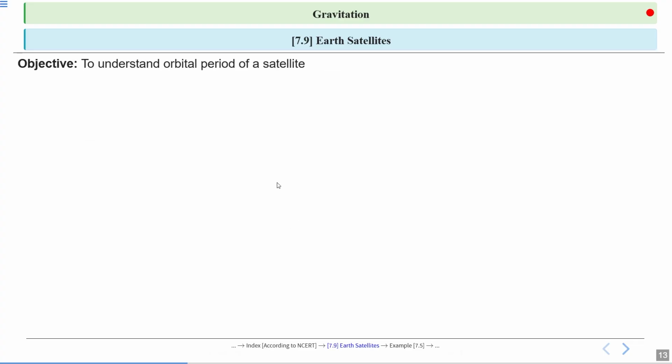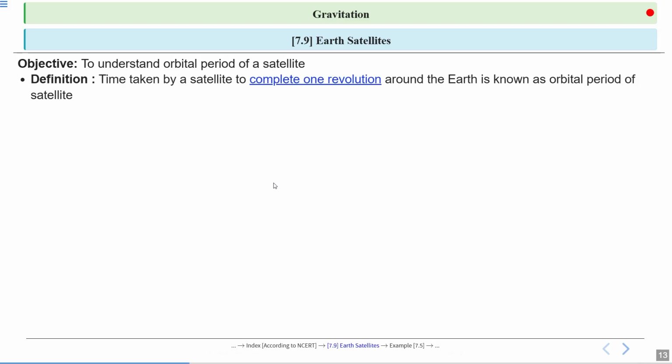Now we are going to explore the concept of the orbital period of a satellite. Our aim is to understand how long it takes for a satellite to complete one full orbit around the Earth. This is a fundamental concept in understanding satellite motion and its applications. So let's start by defining the orbital period. The orbital period is the time taken by a satellite to complete one revolution around the Earth.